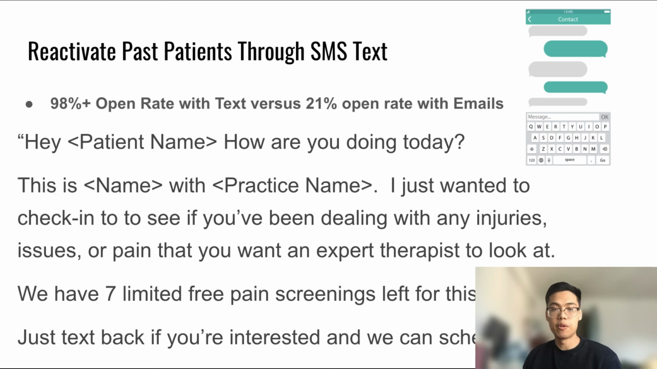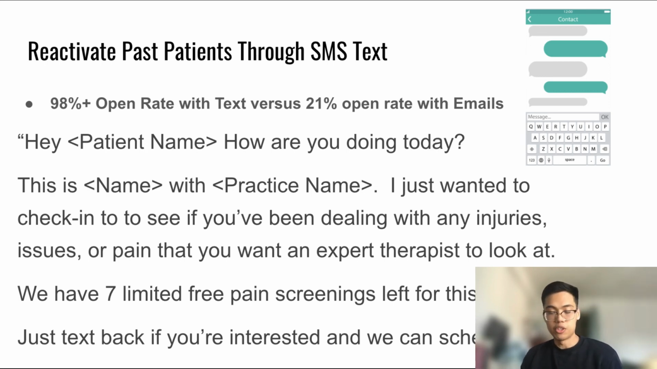So one example or a template that you can use with an SMS text campaign is this. The structure is: Hey, patient name, which is the custom field that your software is going to push out to. How are you doing today? This is Andy with whatever physical therapy. I just want to check in to see if you've been dealing with any injuries, issues, or pain that you want an expert therapist to look at. We have 7 limited free pain screenings left for this month. Just text back if you're interested and we can schedule you in.